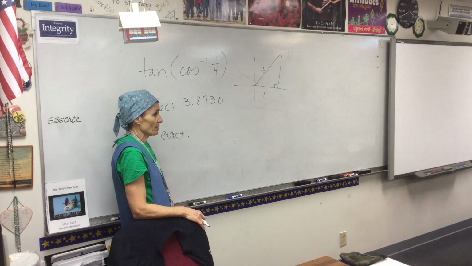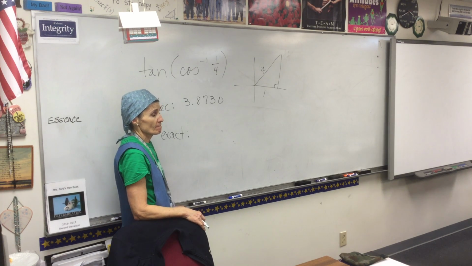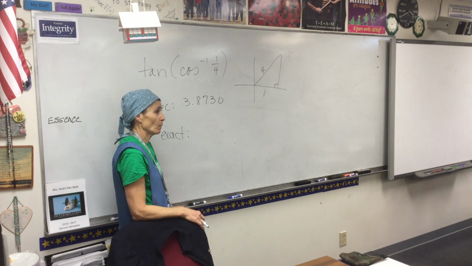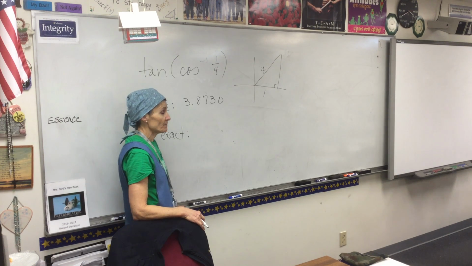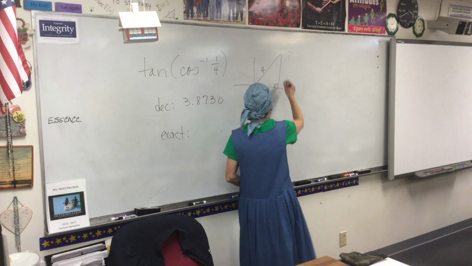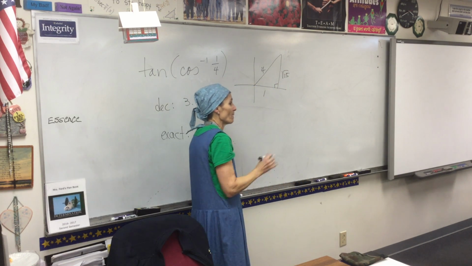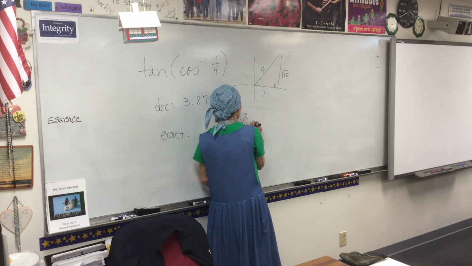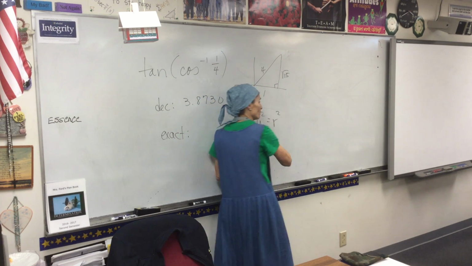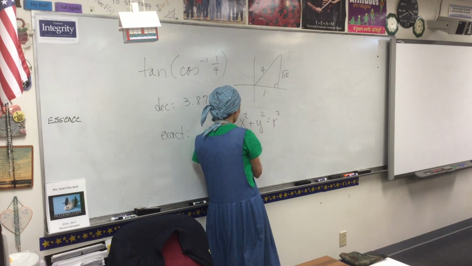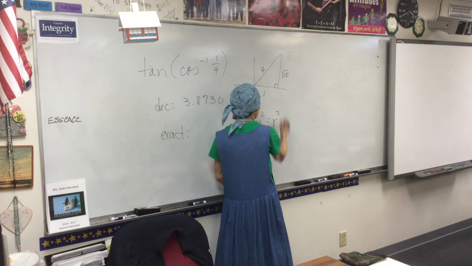And then we'll do our Pythagorean theorem. What do we come up with? It should be root 15. Johnny, what are you saying? Remember, the Pythagorean theorem says x squared plus y squared equals r squared. Period. Every time. So 1 squared plus y squared is 4 squared.